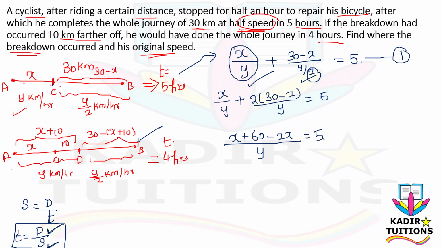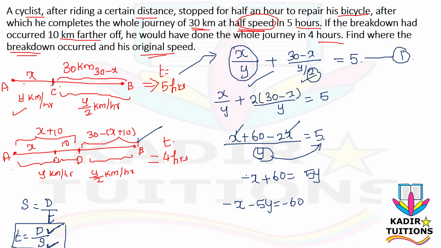So if you simplify even further, x and minus 2x will become minus x plus 60, and we can move this y to the RHS. So it's going to be 5y. So when we are simplifying even more, what will happen? Minus x minus 5y equal to minus 60.